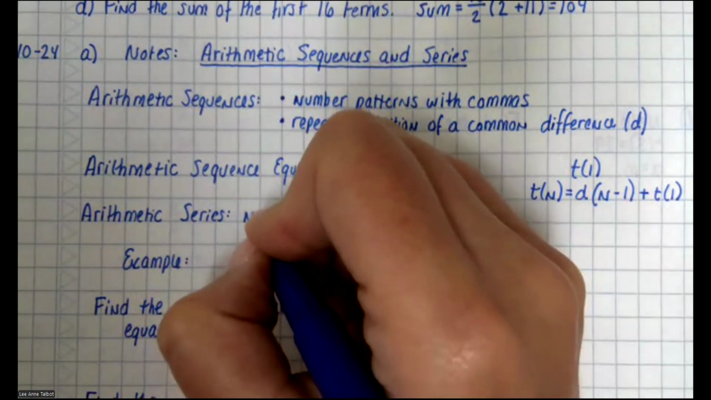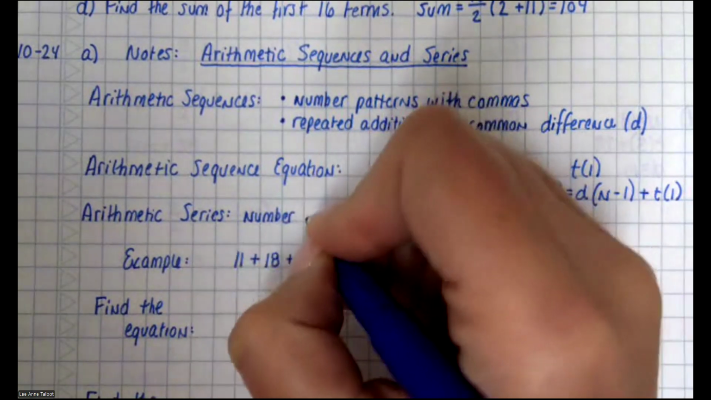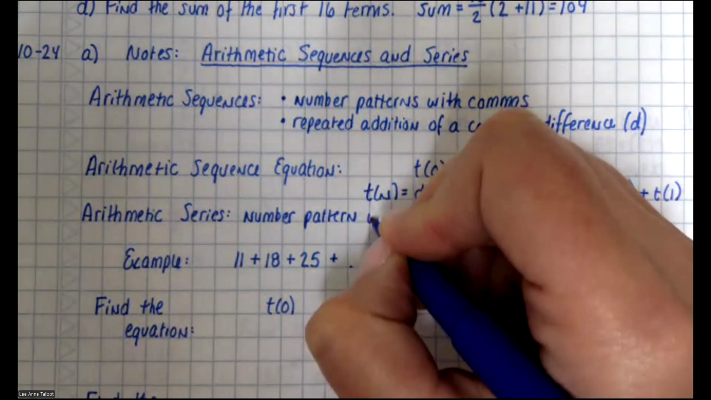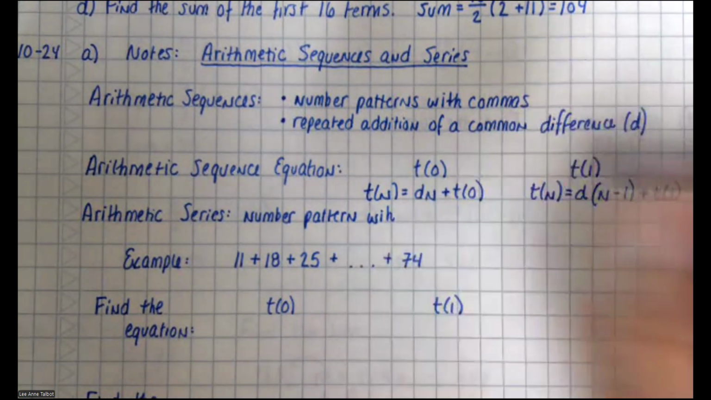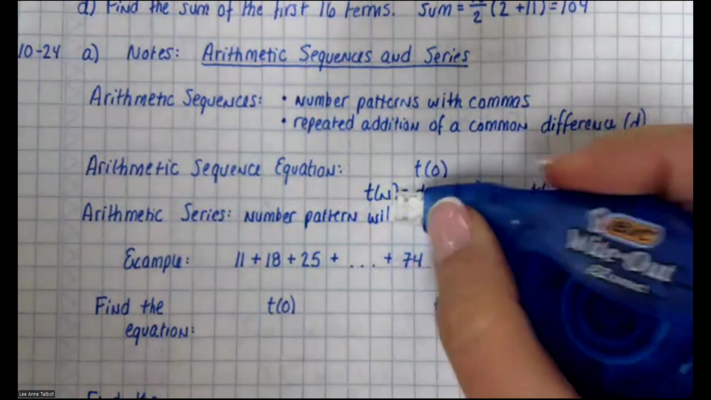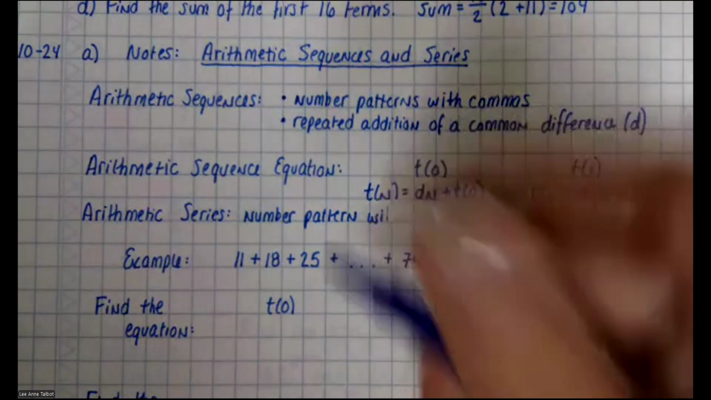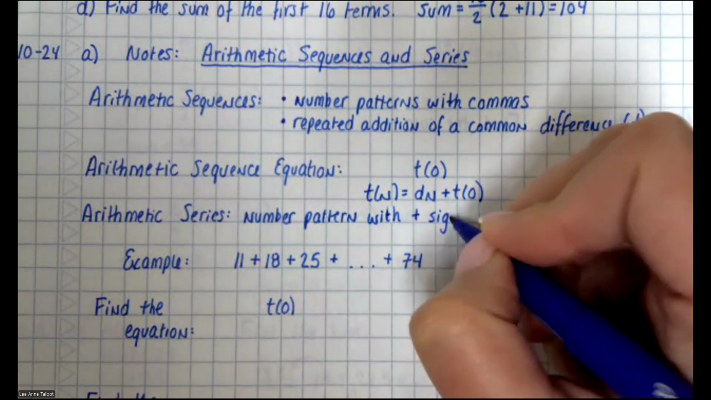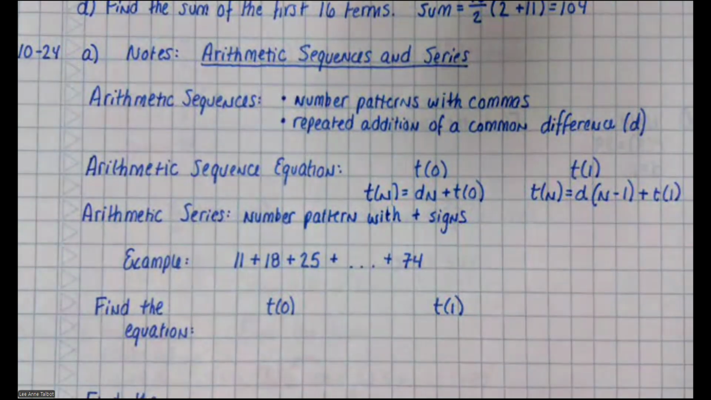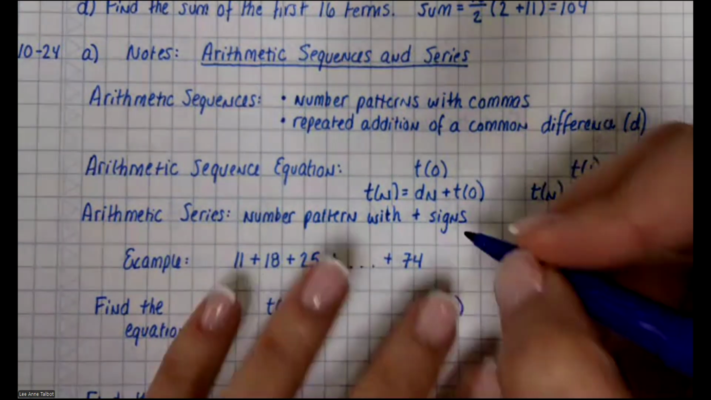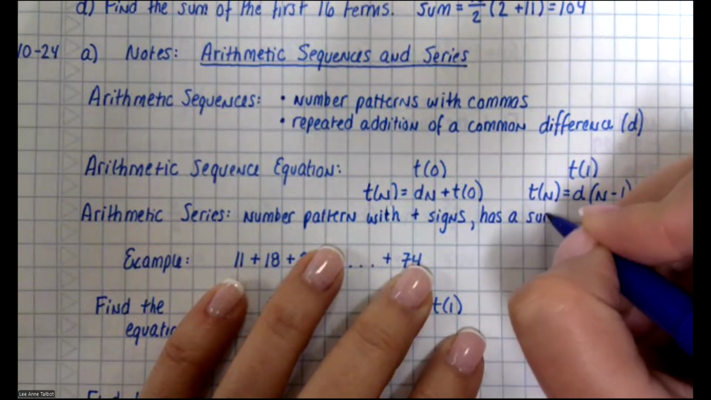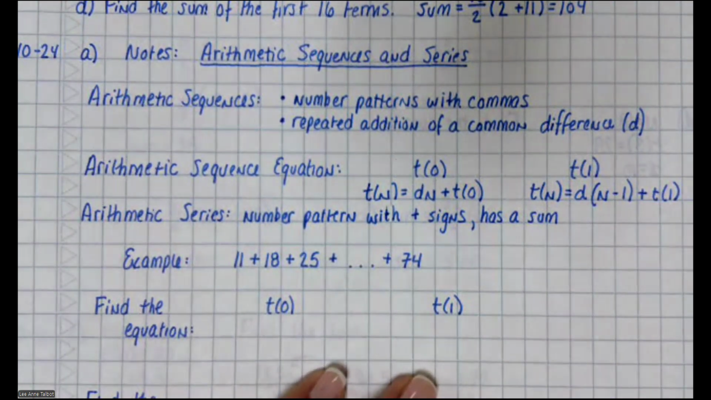Arithmetic series is a number pattern with plus signs, which has a sum.